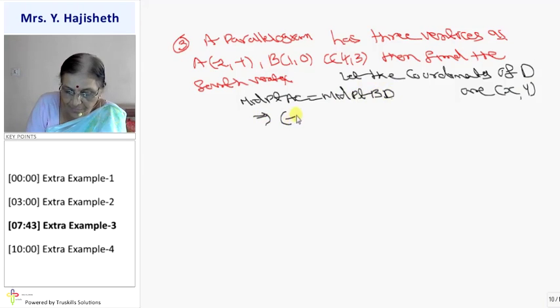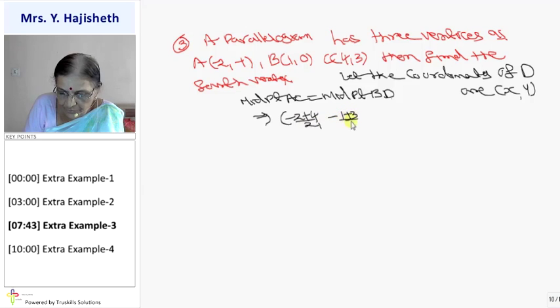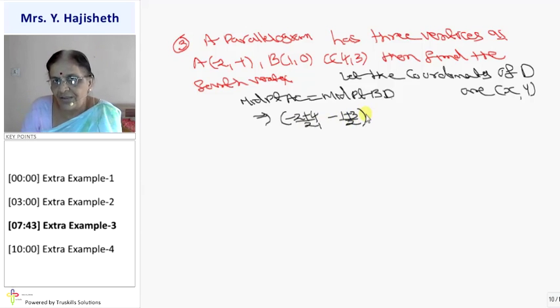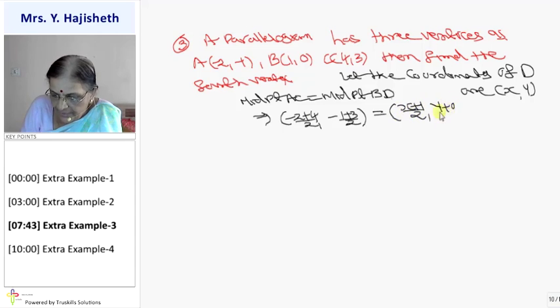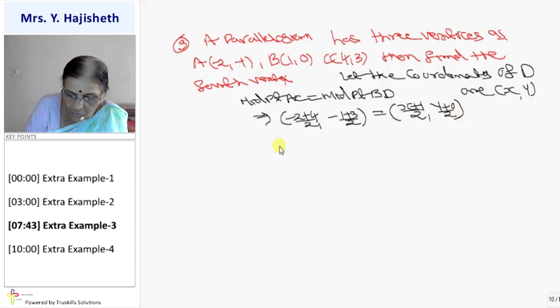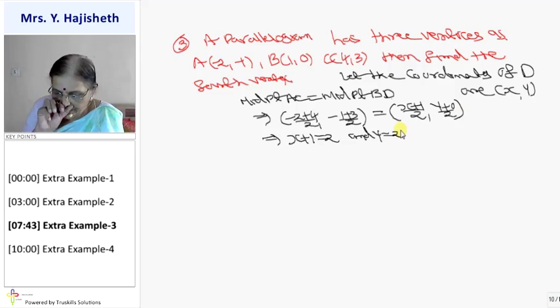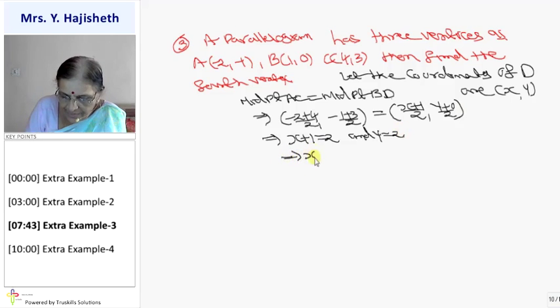Midpoint of AC is (-2 plus 4) upon 2, comma (-1 plus 3) upon 2. Clear? A और C के x coordinate ऐड किया डिवाइड बाय 2, A और C के y coordinate ऐड किया डिवाइड बाय 2. Now midpoint of BD मतलब B और D के x coordinate ऐड किया डिवाइड बाय 2, B और D के y coordinate ऐड किया डिवाइड बाय 2. Now two ordered pairs are equal if their first entry is equal to first entry and second entry is equal to second entry. Because upon 2 compare करने की जरूरत नहीं. So that implies my x is 1 and y is 2.